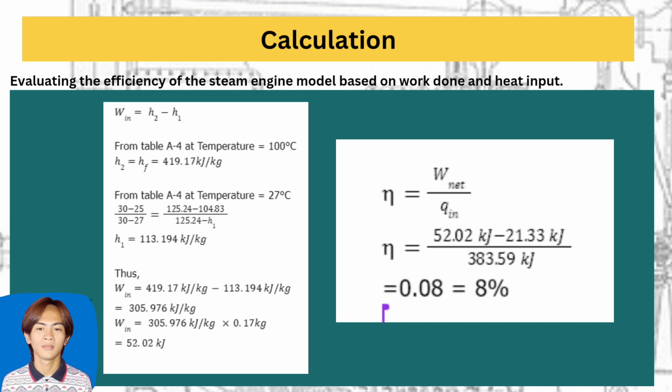Now to calculate the efficiency, the formula is work net over Q in. To find work net, we need to subtract: 52.02 kilojoule minus 21.33 kilojoule, over 383.59 kilojoule, and we will get the efficiency of the steam engine as 0.08, or equal to 8%.